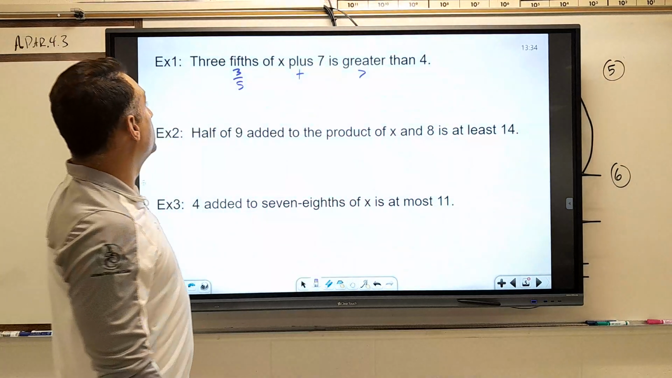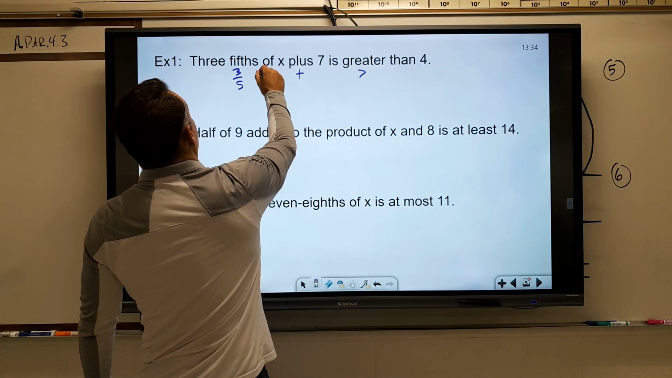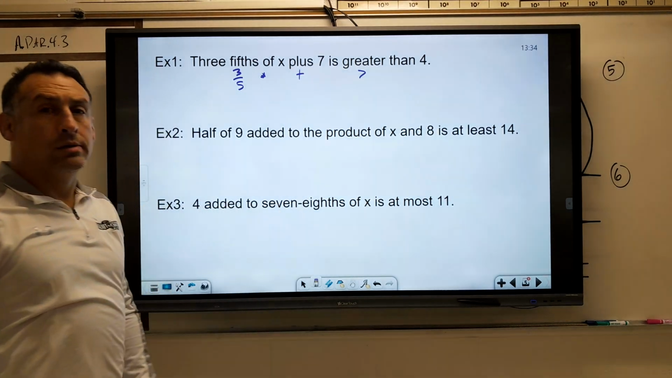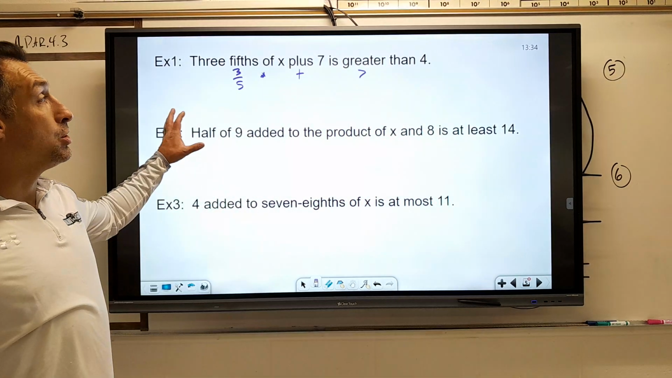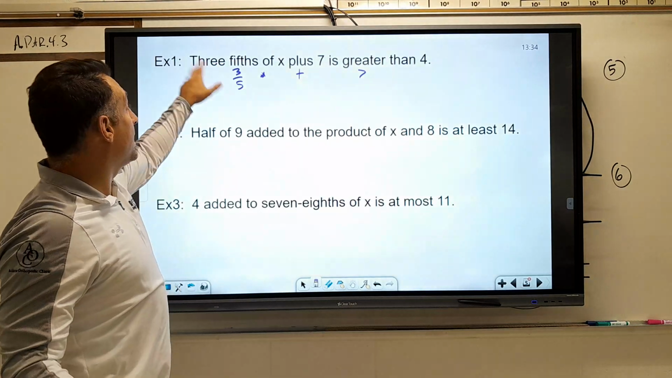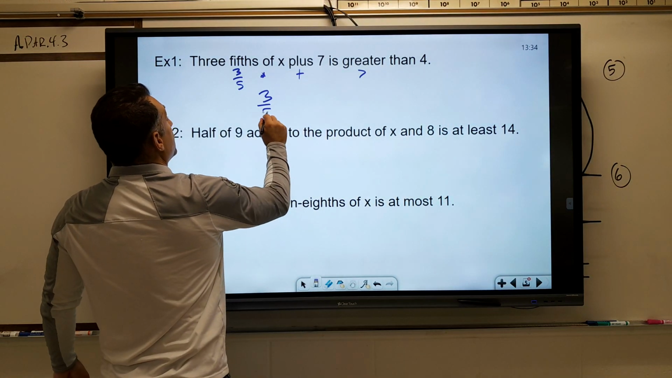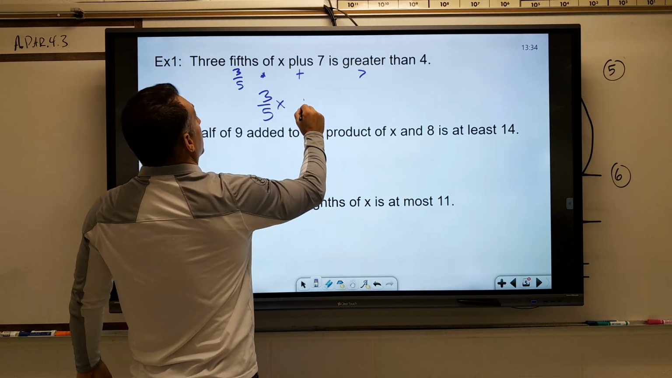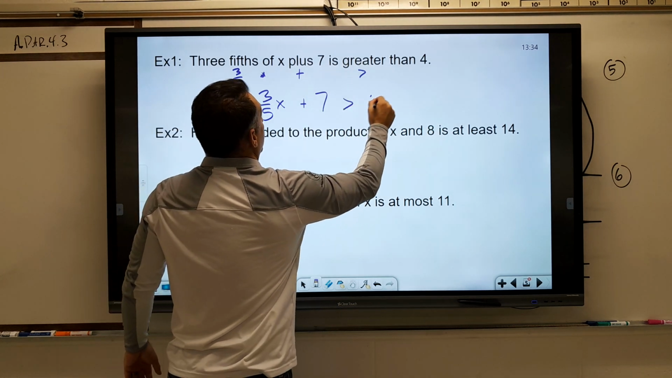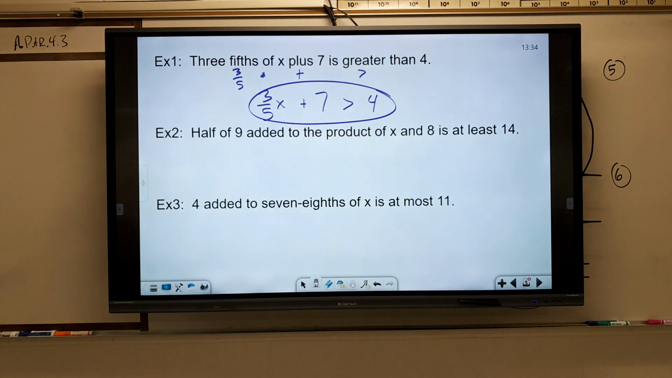Multiplication symbol. No, it's x. No. Oh. No, he's right. There's a multiplication symbol. Well, I was just looking for those symbols, okay? The 3/5 was a little extra, but that's kind of multiplication, kind of division. So 3/5 of x plus 7 is greater than 4. And that's where we should have been.